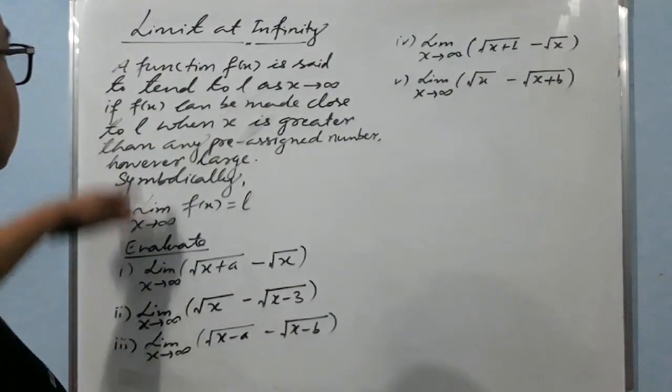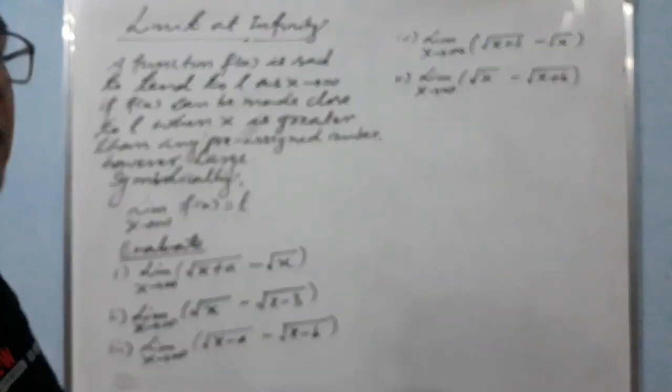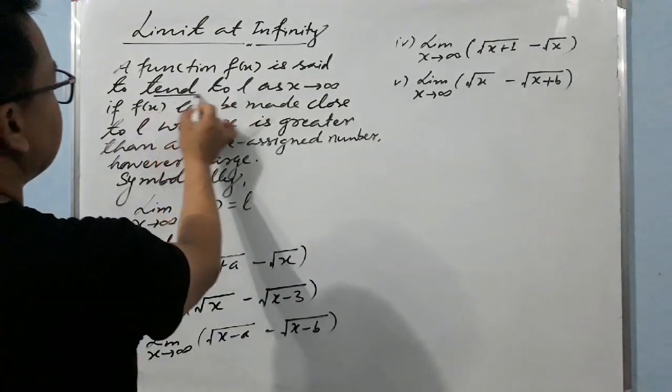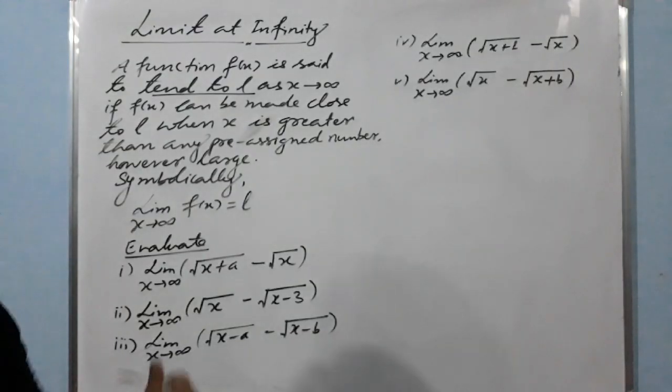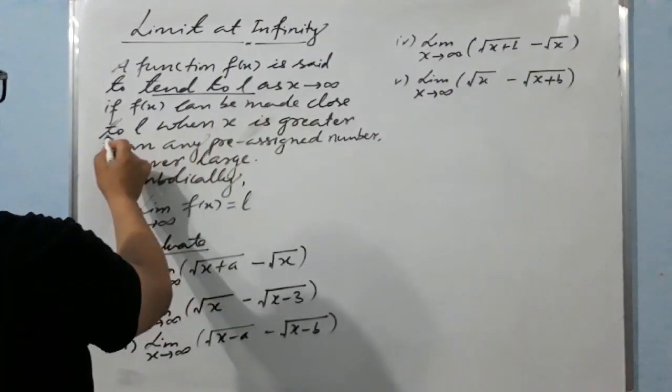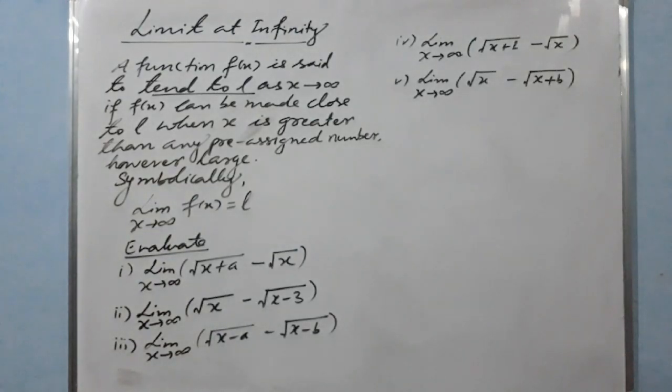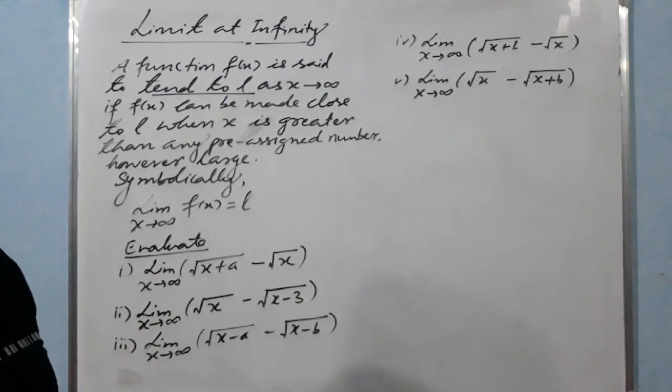Let's see the limit at infinity definition. I've written here: a function f of x is said to tend to L, a constant number, as x tends to infinity if f of x can be made close to L when x is greater than any pre-assigned number, however large. It doesn't matter, okay? Same as we have defined already, the definition of the limit of a function.